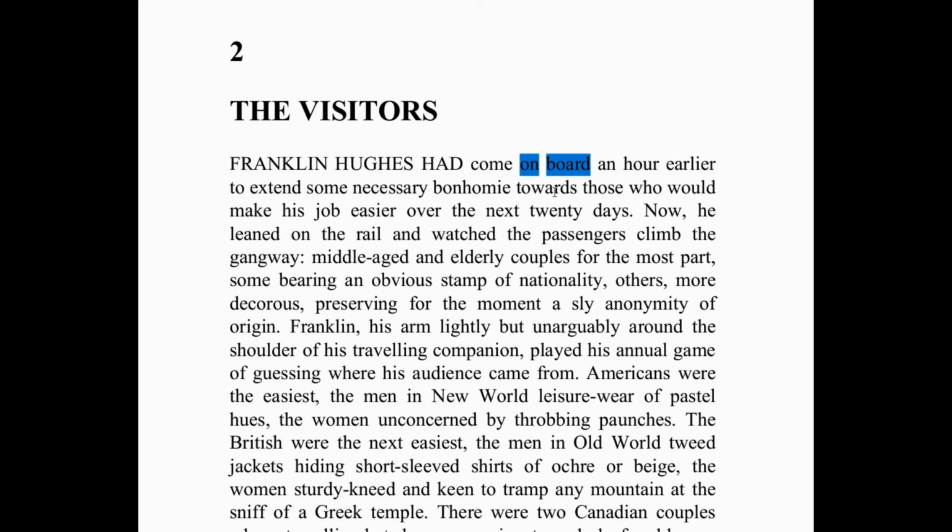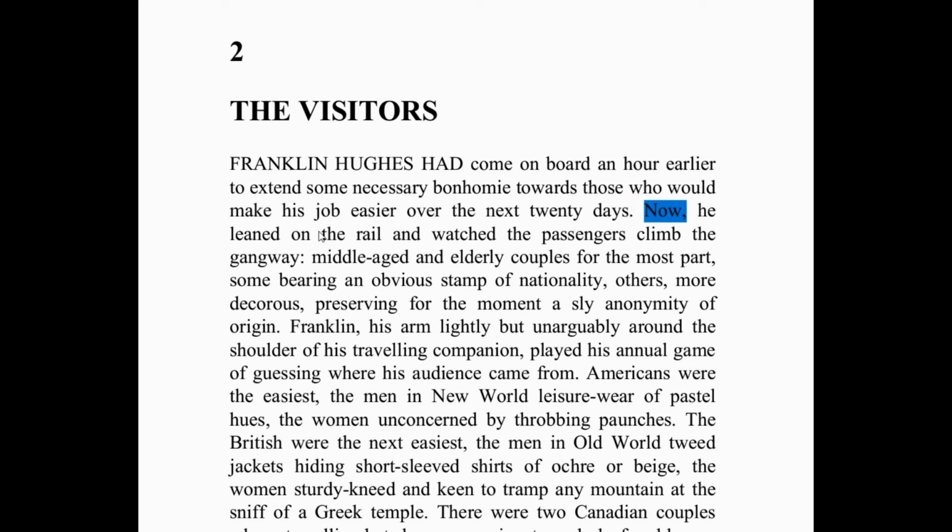So the second thing to notice in this sentence: he wanted to extend some necessary bonhomie. That means goodwill or friendliness. He wanted to be friendly towards those who would make his job easier over the next 20 days. And notice that towards is a preposition, and then those who would make his job easier over the next 20 days is telling you towards whom he's going to show this friendliness.